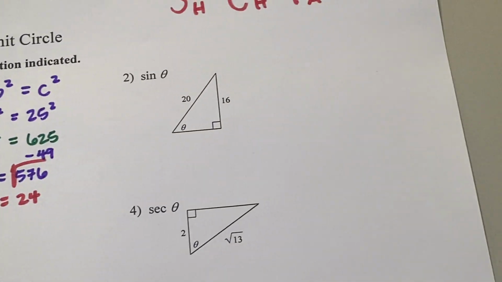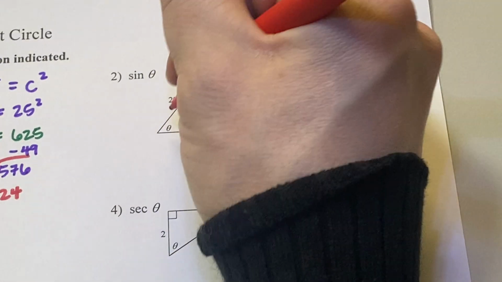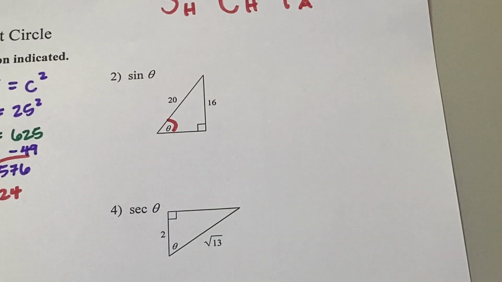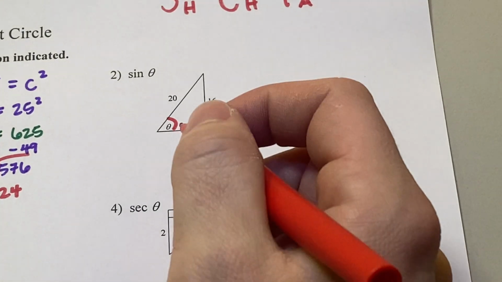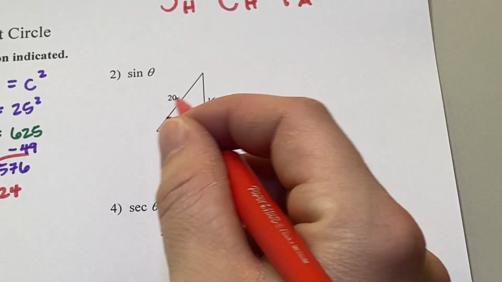Let's look at number 2. It wants us to find sine of theta. What 2 sides do I need for sine? Think SOHCAHTOA. We need opposite and hypotenuse. Beautiful. What 2 sides is it giving me? 20 and 16. Yep. What are those guys?